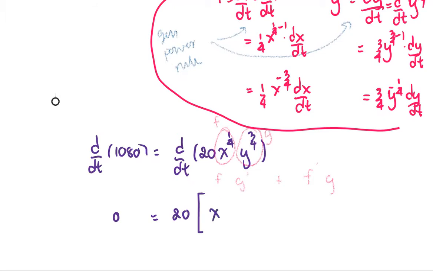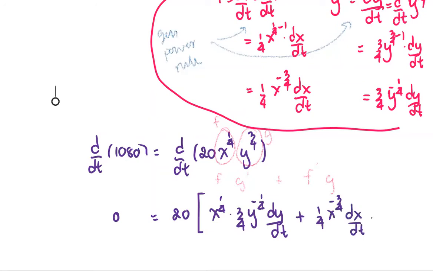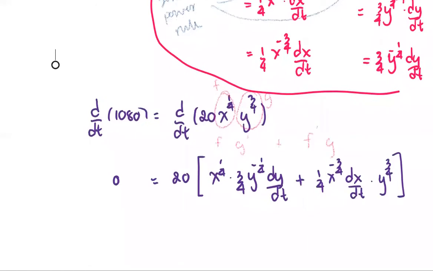So the f is x to the power 1 over 4. The g prime that we just got in the prep work is 3 over 4 y to the power negative 1 over 4 dy by dt, plus the f prime, which is 1 over 4 x to the power negative 3 over 4 dx dt, and then multiply by the g, which is the expression y to the power 3 over 4. Keep in mind, this portion is from the g prime and this portion is from the f prime.